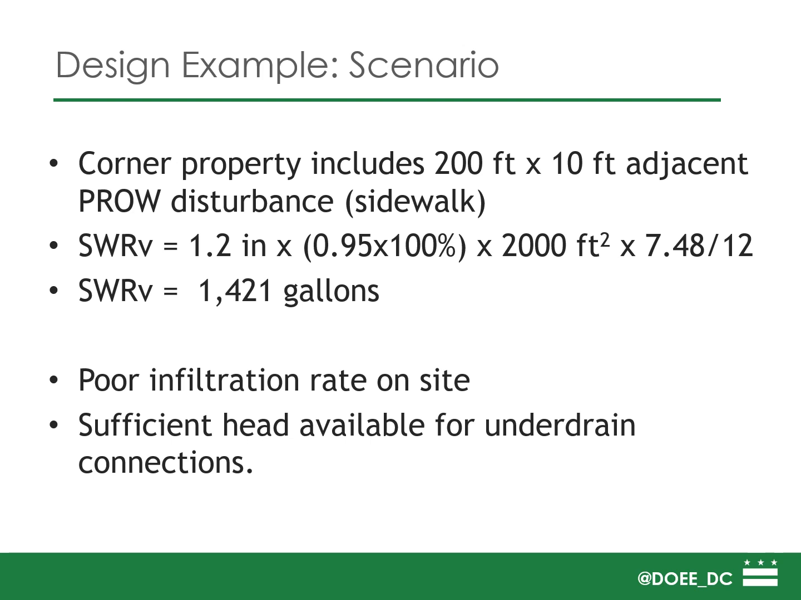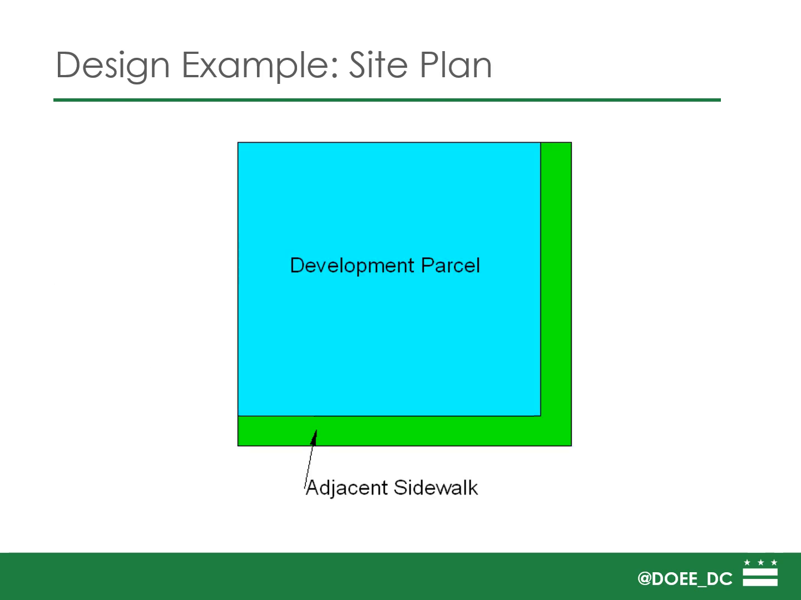Oftentimes in the public right-of-way, in such a case where it's just under existing sidewalk, you have poor infiltration, but oftentimes there's a storm drain available in the adjacent street for underdrain connections. So let's use these assumptions for this case. So here's the development parcel we're talking about.